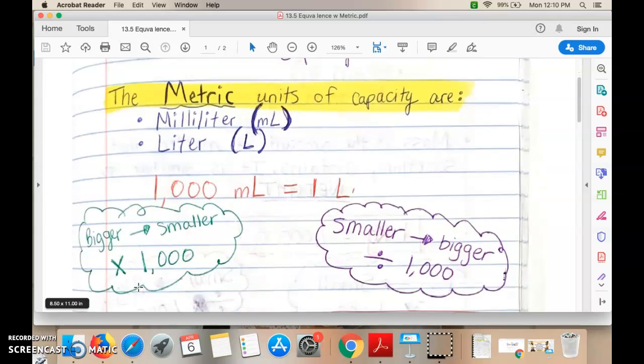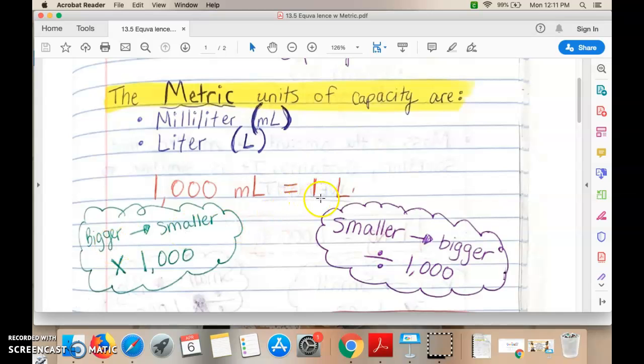1 liter. Okay, and remember, when we go from a bigger unit of measurement, so the liter, to a smaller unit of measurement, so if we were going to go from a liter to a milliliter, we need to multiply by 1,000. Whereas if we have our milliliters and we're going to convert that to liters, so from the smaller to the bigger, we have to divide.